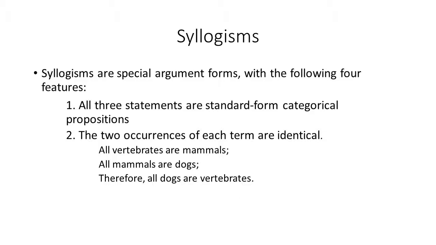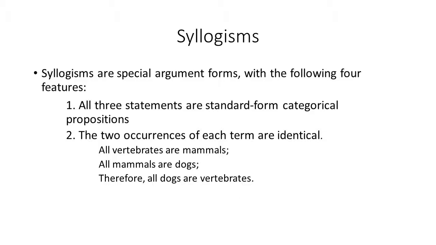They're made up of standard form categorical propositions, and each standard form categorical proposition has two terms, the subject term and the predicate term. What the second condition tells us is that the two occurrences of each term are identical. So let's look at this argument again. All vertebrates are mammals. All mammals are dogs. Therefore, all dogs are vertebrates. What's the subject term in our first premise? Vertebrates. What about the predicate term in our first premise? Mammals. Subject term in our second premise? Mammals. And predicate term, dogs. And then in our conclusion, the subject term is dogs, and the predicate term is vertebrates.